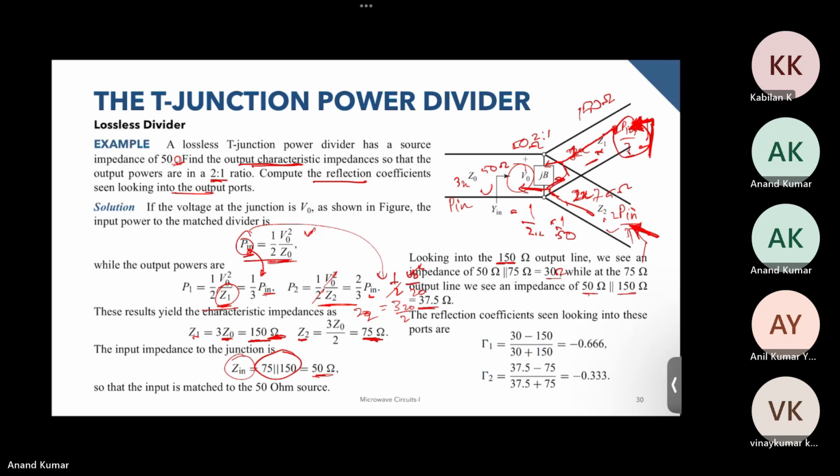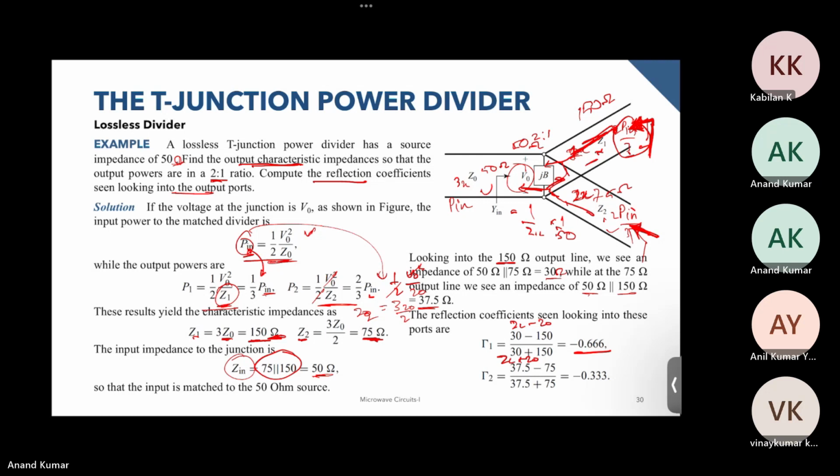150 ohm is the transmission line impedance, and the load impedance is 50 parallel with 75, which is 30 ohms. So, (ZL minus Z0) divided by (ZL plus Z0), (30 minus 150) divided by (30 plus 150), and this entire thing comes out to be minus 0.66.